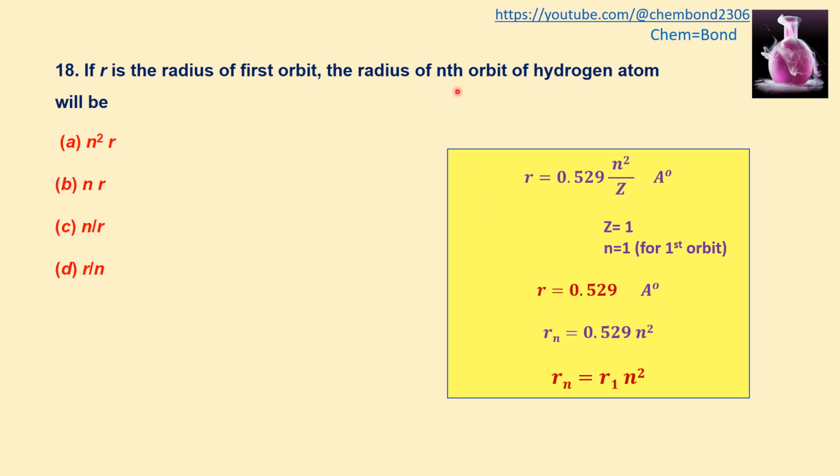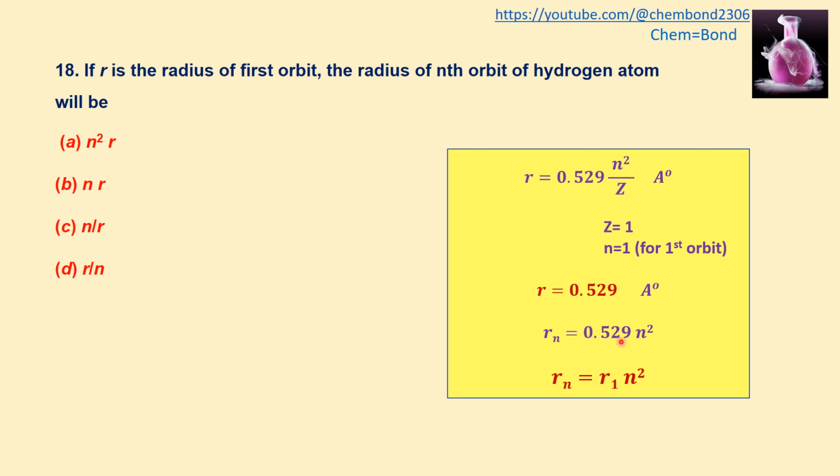For the nth orbit, Rn is equal to 0.529 angstrom, n square divided by z. Here z is equal to 1, because for the hydrogen atom z is 1, so we will not put it. N square here is not equal to 1 because it is the nth orbit. It may be 2, 3, 4, whatever it may be. So 0.529 angstrom is equal to r.